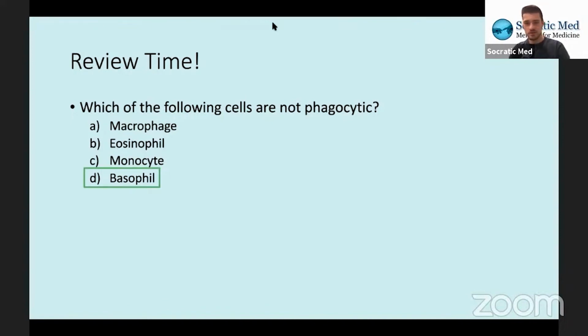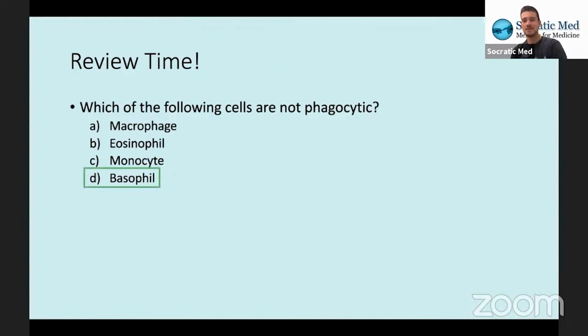Okay, yes. So the correct answer is D, just because all three of the other cells are actually phagocytic. Eosinophils are granulocytes, but they actually do have phagocytic properties. Macrophages are also phagocytic. That's their main function, and monocytes as well can differentiate into macrophages. But before they do that, they are also able to take in and digest other cells, other pathogens. But that's why we're here. We learn. So yes, the answer was D.